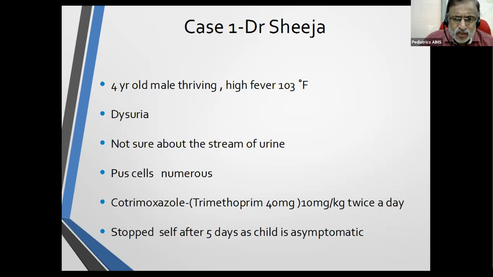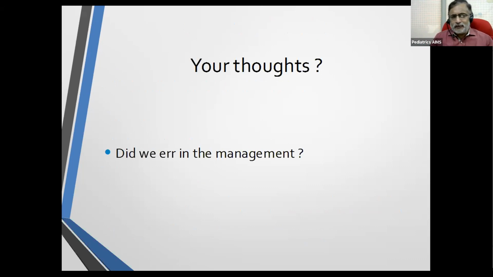In this case, pustules numerous. The child was started on cotrimoxazole, trimethoprim 10 milligram per kg per day, twice every day. But the parents themselves stopped treatment after 5 days as the child appeared asymptomatic. Dr. Shija, your thoughts? Did we err in the management? Is anything wrong in the management?